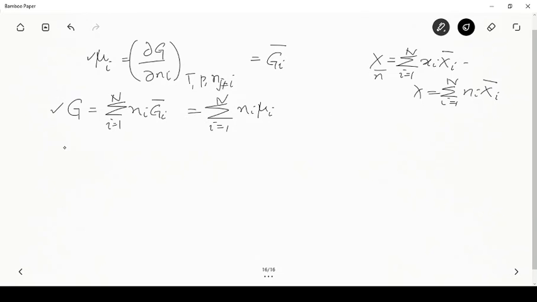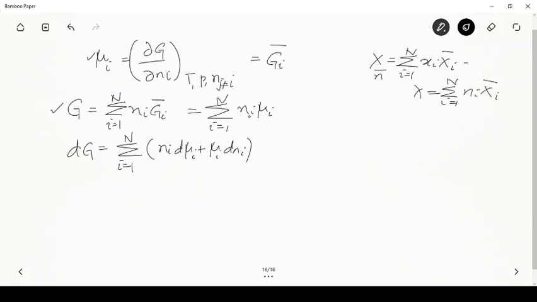So from this, if I just differentiate this, I get dG, which will be the summation from i equal to 1 to n of, for each species, Ni d mu i plus mu i dNi.